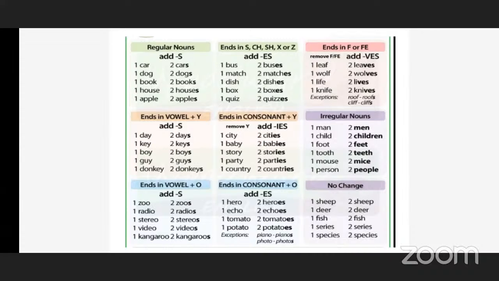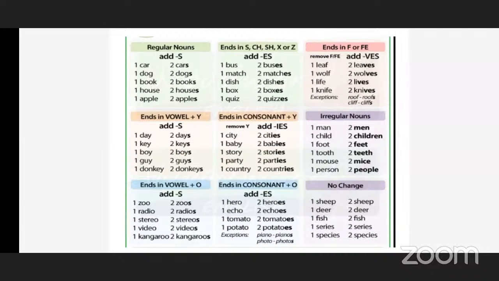Okay, next, see here. Person. You should not say persons. If it is of more than one person, you should say it as people. You should not say persons. Person is the wrong word. You should say people, P-E-O-P-L-E. Next, if it ends with O, you are going to add only S.